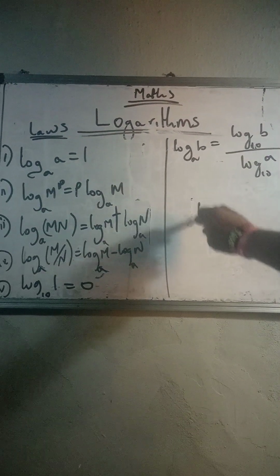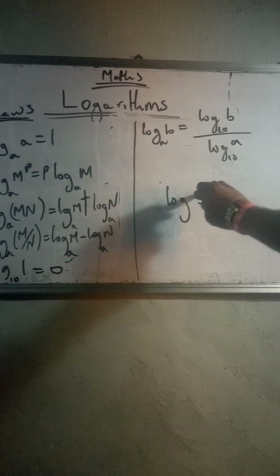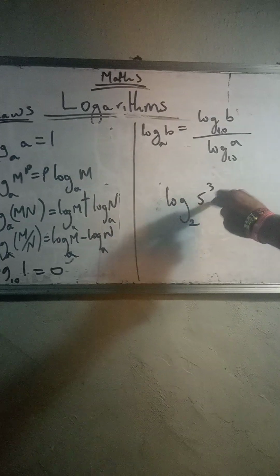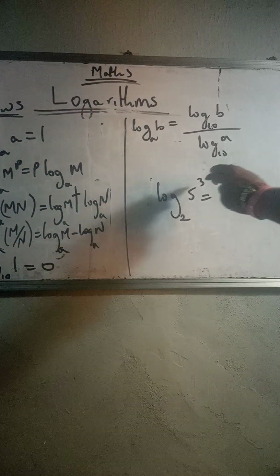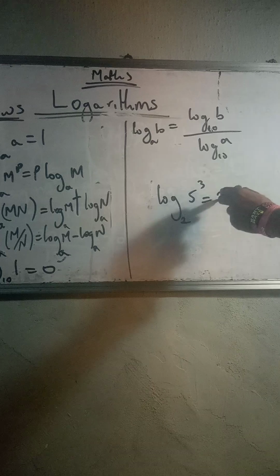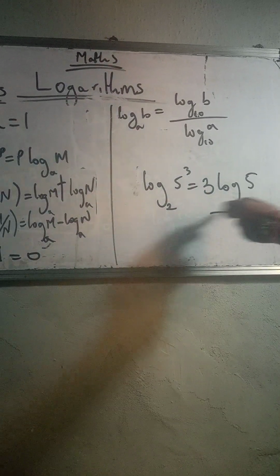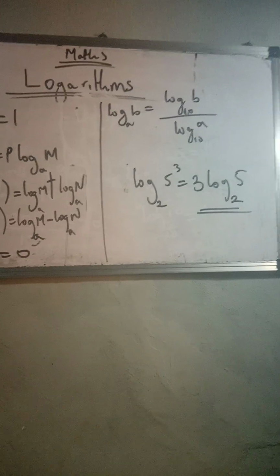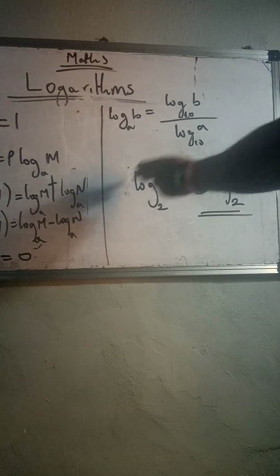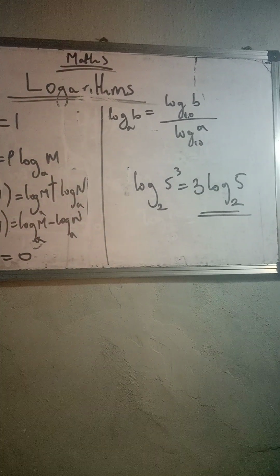When you have something like this, let's say we have log of 5 raised to power 3 and the base is 2. This can also be written as: this 3 can come to the front of the log. It can be written as 3 log 5 base 2. So you can also write it this way. They are the same thing. So take note, the index can go to the front of the log. That's the second rule that you need to know.